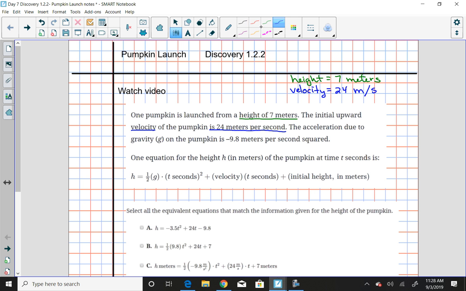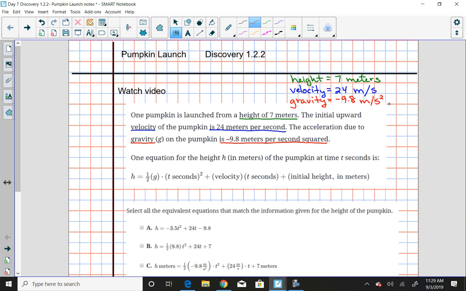Then, of course, there's this lovely thing called gravity, because these pumpkins are going to have gravity pulling on them. Gravity is negative 9.8 meters per second squared. That is not a made-up number. It really, truly is negative 9.8 meters per second squared. When you are in physics class in high school or in college, you will see that number constantly. It's going to change if we were on a different planet or on the moon.